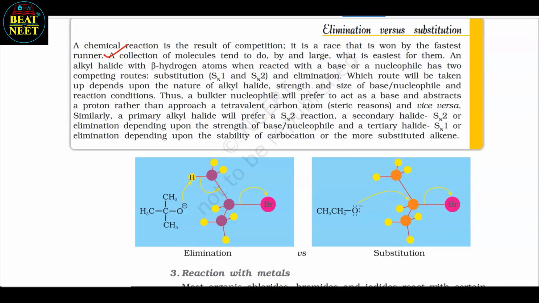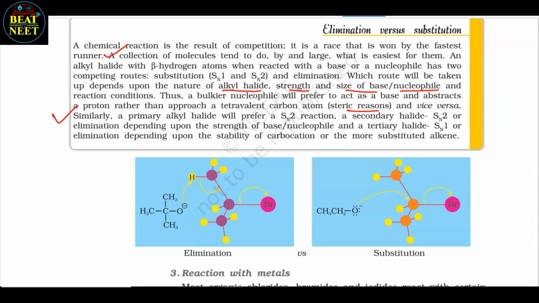An alkyl halide with beta hydrogen atoms, when reacted with a base or a nucleophile, has two competing routes: substitution, SN1 and SN2, and elimination. Which route will be taken up depends upon the nature of alkyl halide, strength and size of base or nucleophile, and reaction conditions. Thus, a bulkier nucleophile will prefer to act as a base and abstract a proton rather than approach a tetravalent carbon atom, for steric reasons, and vice versa.